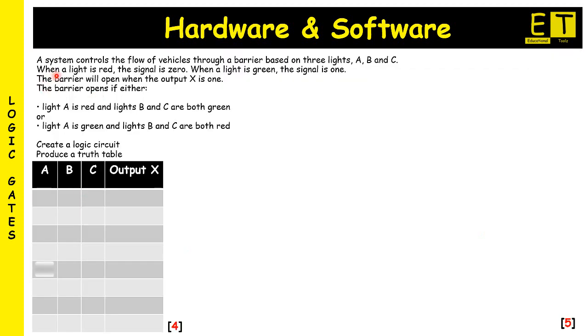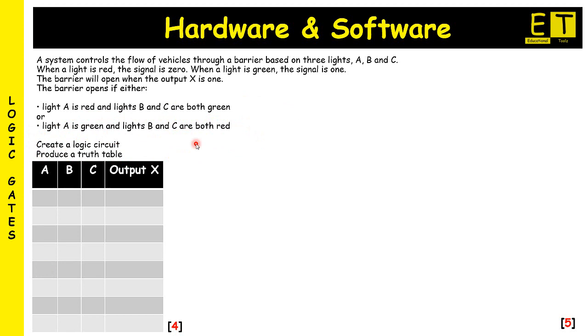Question 3. A system controls the flow of vehicles through a barrier based on three lights, A, B and C. When a light is red, the signal is 0. When a light is green, the signal is 1. The barrier will open when the output X is 1. The barrier opens if either light A is red and light B and C are both green, or light A is green and light B and C are both red. Create a logic circuit and produce a truth table.